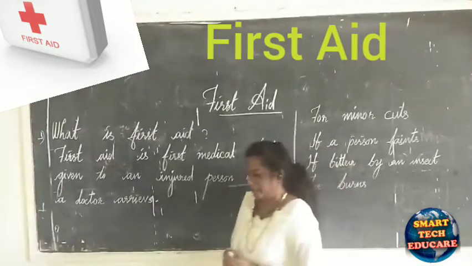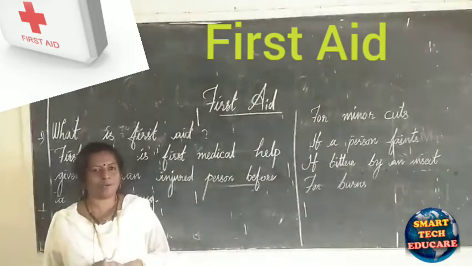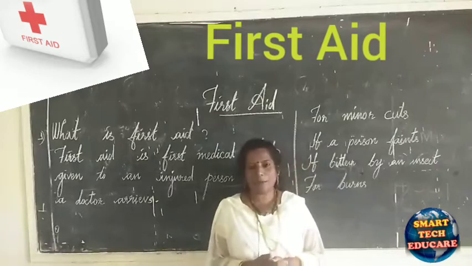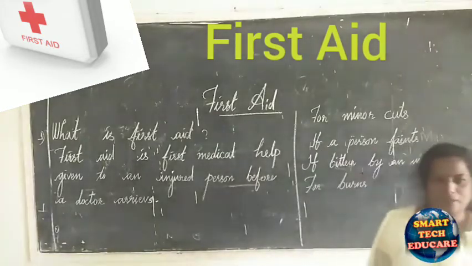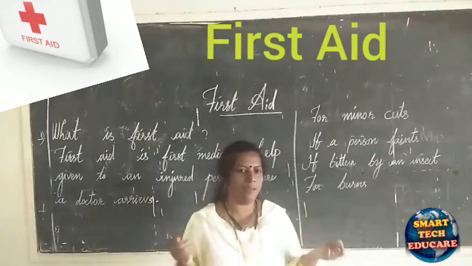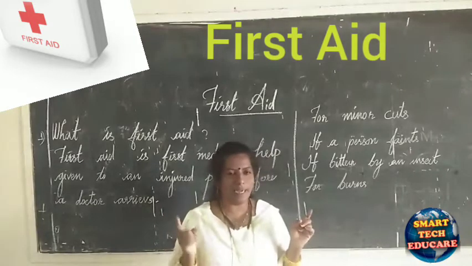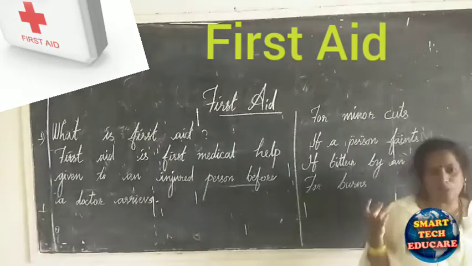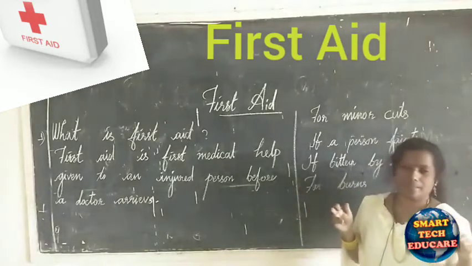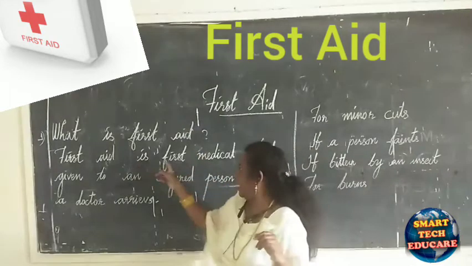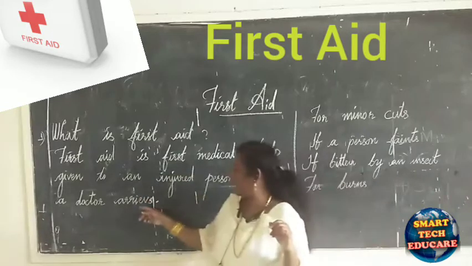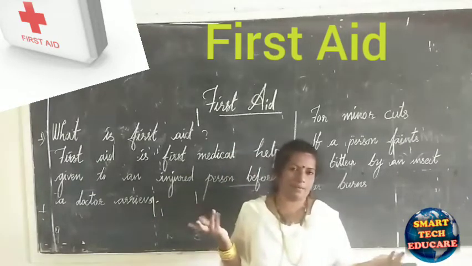Already we learned about the remedial measures, what you have to take to avoid an accident, even in the school, home, and on the road. Now we are going to discuss first aid. What is our topic? First aid. What is first aid? First aid is the first medical help given to an injured person before a doctor arrives. That is called first aid.